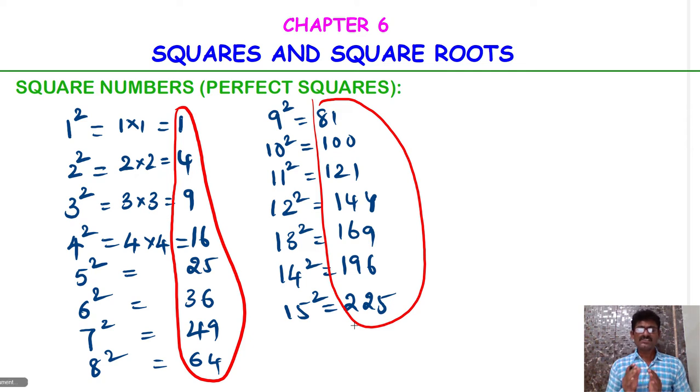All these numbers are squares of some natural numbers. These are called square numbers or perfect squares. 1, 4, 9, 16 and so on. These numbers are called square numbers or perfect squares.